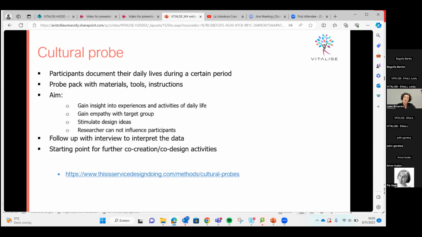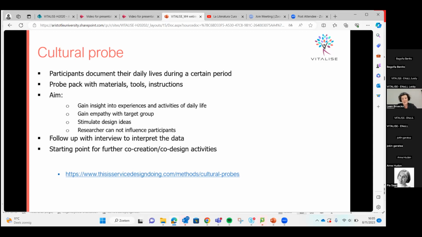And the aim of the cultural probe, you can see it as a kind of homework, is to gain insight into experiences and activities of daily life, also gain empathy with your target group, but also already stimulate design ideas.